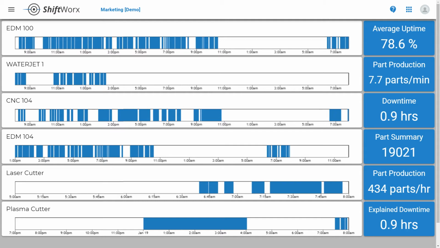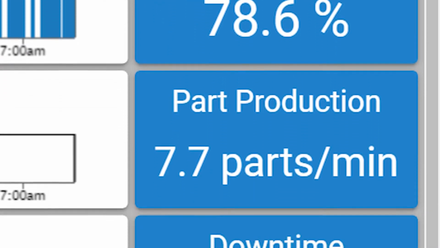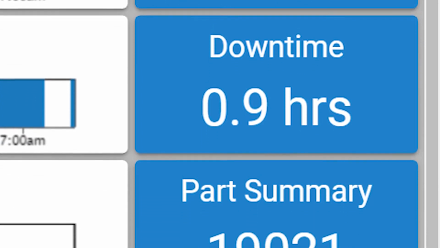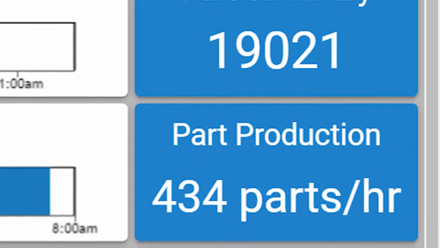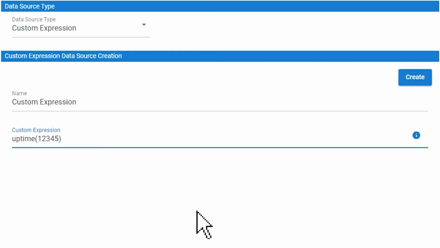KPIs just became limitless with the implementation of custom expressions. Now, you can display the average uptime of multiple machines, the number of parts produced per minute, or even the number of good parts compared to all parts produced. Essentially, you can write your own equations and make your KPIs exactly what you're looking for.